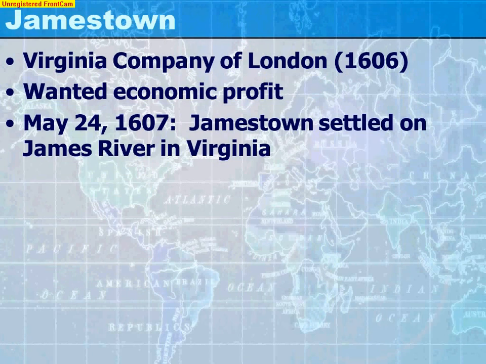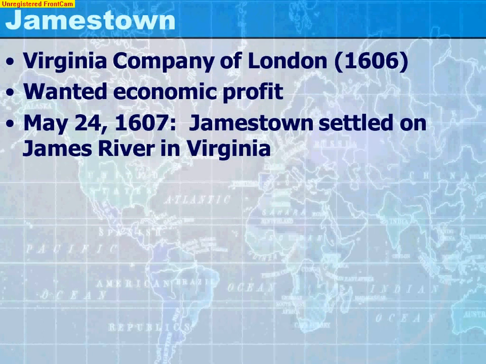So, using the money in their pooled interest, on May 24th, 1607, a group of colonists who were hired by the Virginia Company of London founded the first English permanent settlement in the New World, Jamestown on the James River. This is obviously in what is now Virginia. This is the first successful English colony.